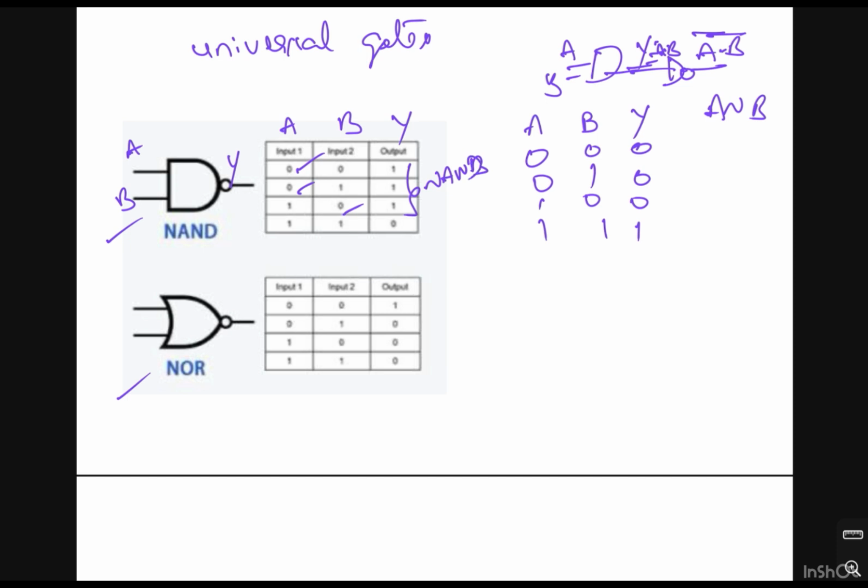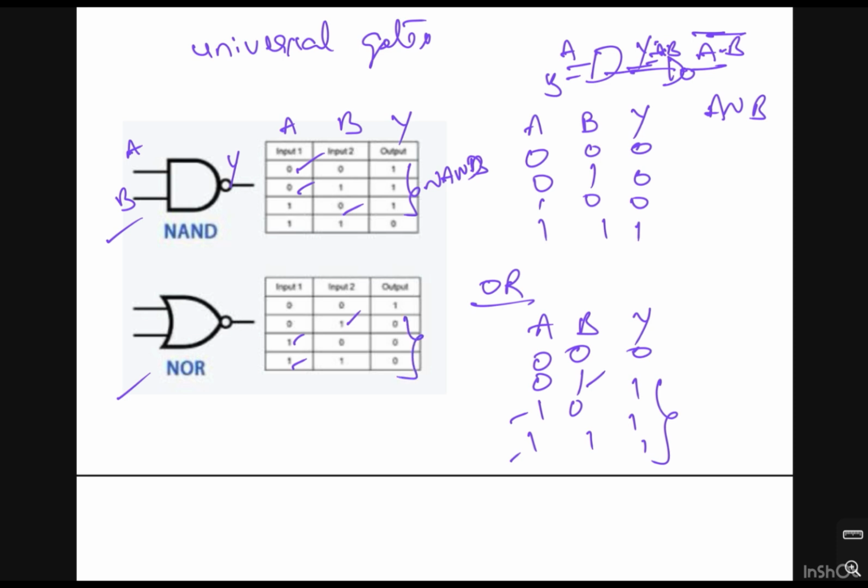In the same way, the OR gate truth table has A, B and Y as 0 0 0, 0 1 1, 1 0 1, 1 1 1. If any one of the inputs is 1, the output is 1 in an OR gate. But in the NOR gate, if any one of the inputs is 1, the output is 0. That is exactly the opposite of the OR gate. Because of that, we use the inverted bubble symbol on the AND gate and OR gate to represent NAND and NOR. So these are the universal gates.